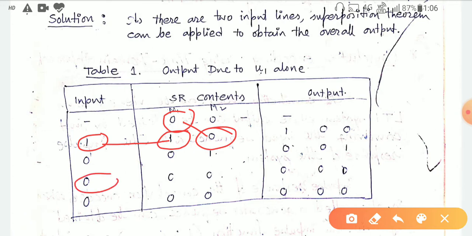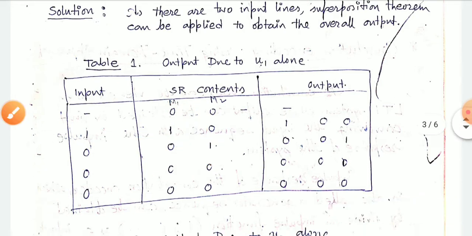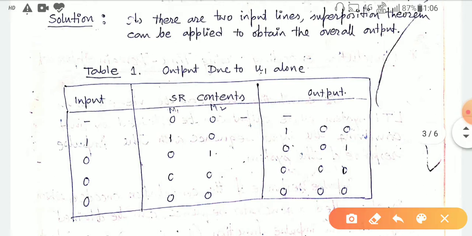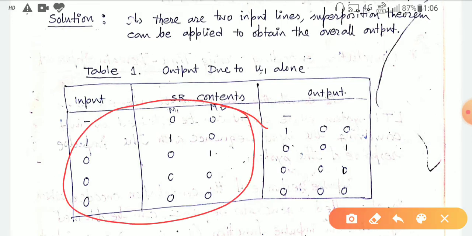If you check this line, the input is 0, so 0 comes there, and the previous value of m1 is 0, so the output stored for m2 will be 0. So in this way you can make the table. So this m1 m2 side you can identify.